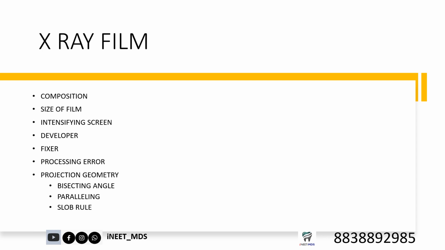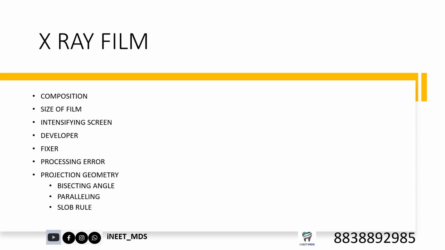And under projection geometry, you should mainly know what rule the bisecting angle technique uses. It uses the rule of isometry, whose other name is Cieszynski's rule of isometry. Then the paralleling technique, just be aware of what it is. Just go through it a little bit, no need to go in depth, but you should know what a bisecting angle technique is and what a paralleling technique is.